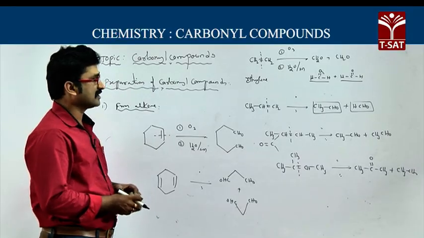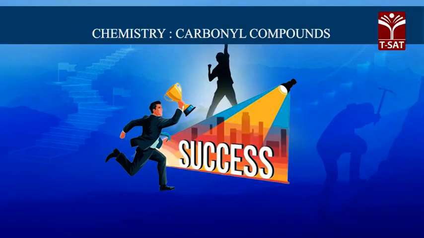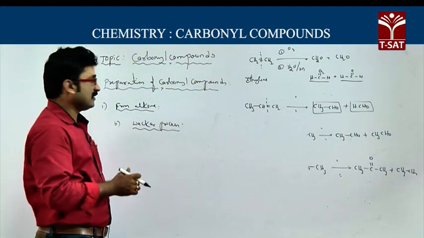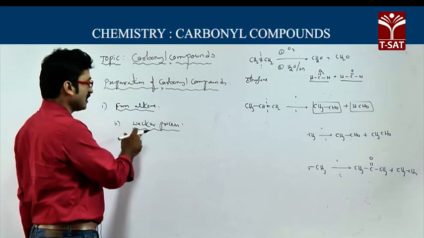So now from alkenes we can prepare whatever aldehyde or ketone we require, we can prepare from alkene by this process called ozonolysis. This is about ozonolysis of alkenes. Aldehydes and ketones we can prepare from alkenes by using one more process, that is called Wacker's process.